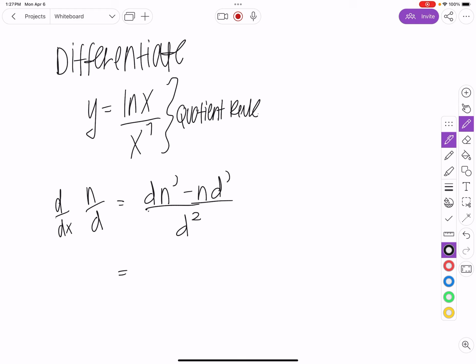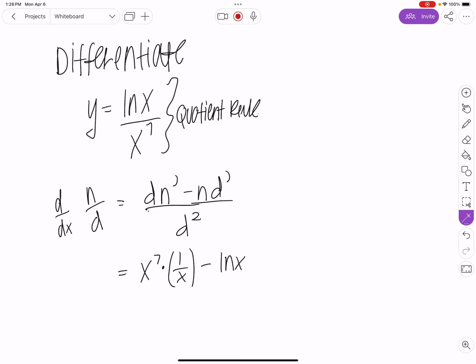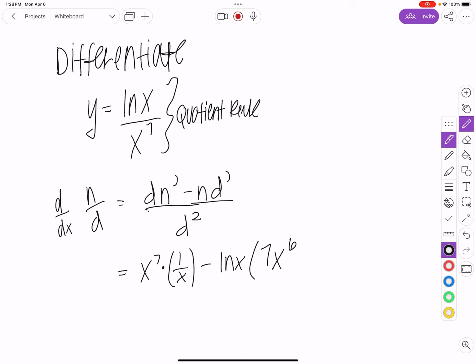So if I follow this, the denominator would be x to the 7th. And I would need to take the derivative of the numerator, and the derivative of the natural log of x is 1 over x. You then subtract the numerator, which is x to the 7th. The numerator is the natural log of x. And you multiply by the derivative of the denominator, which is 7x to the 6th.